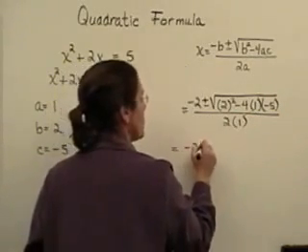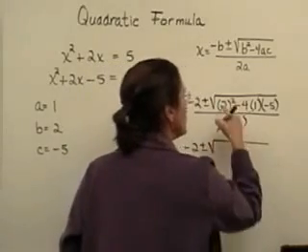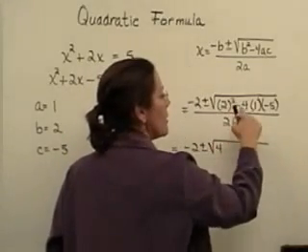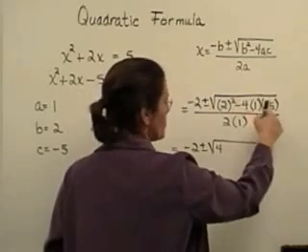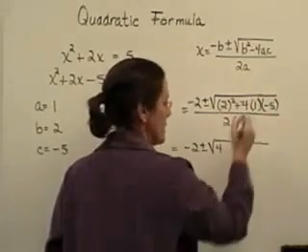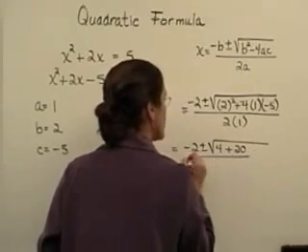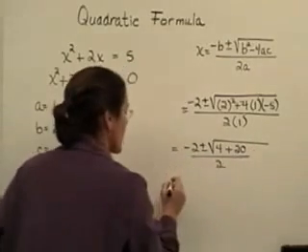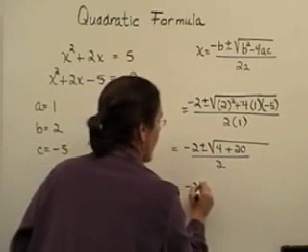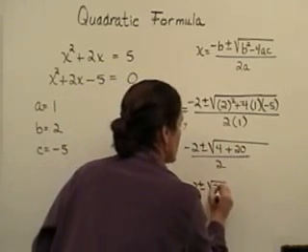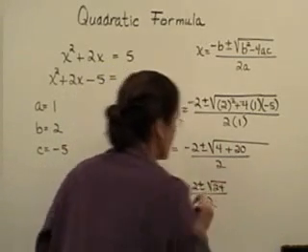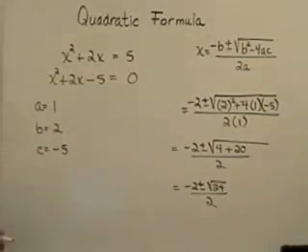Let's clean it up. So I have a negative 2 plus or minus the square root of 2 squared, which is 4. I have 2 negative signs here. Remember, that's a negative 4 times 1 times a negative 5. That's a positive 20. All of that divided by 2. Well, underneath the radical, I have an expression that can be simplified, and you need to remember to do that. I have negative 2 plus or minus the square root of 24.